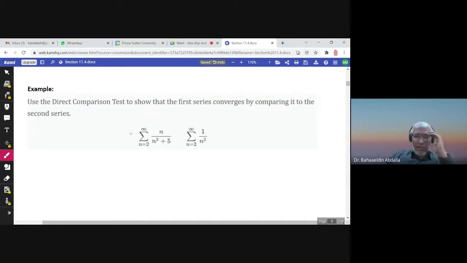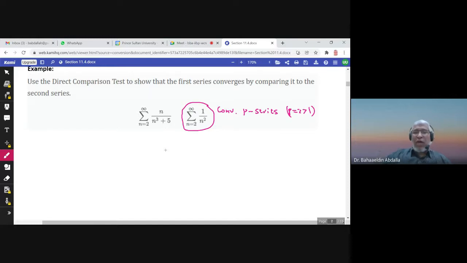Here, use the direct comparison test to show that the first series converges by comparing it to the second series. Well, we know that this series is a convergent p series because p is equal to 2, greater than 1. So if we can prove that an, this is an, and this is bn, if an is less than bn, then this series would be convergent by the direct comparison test.